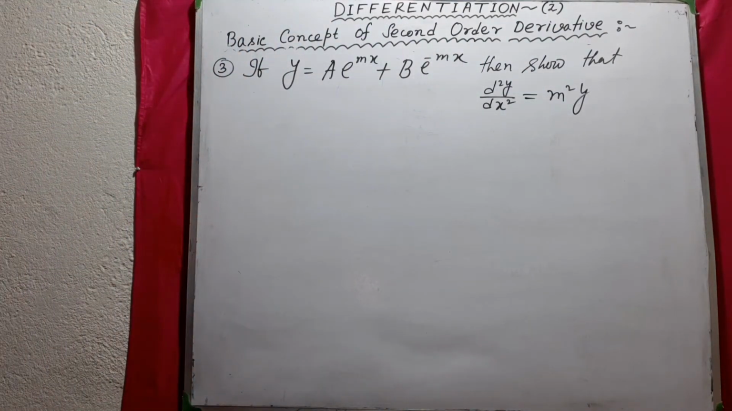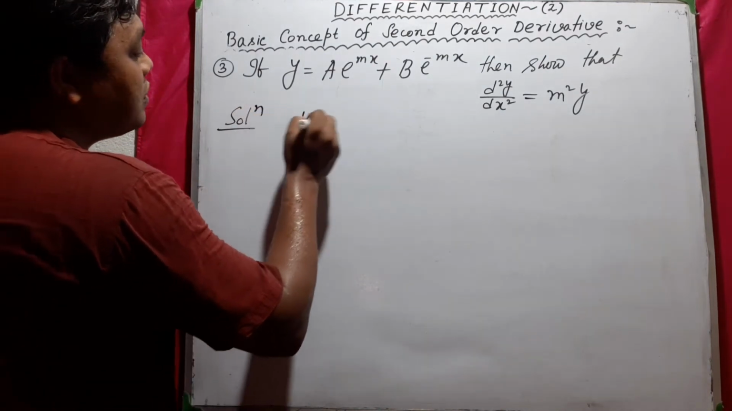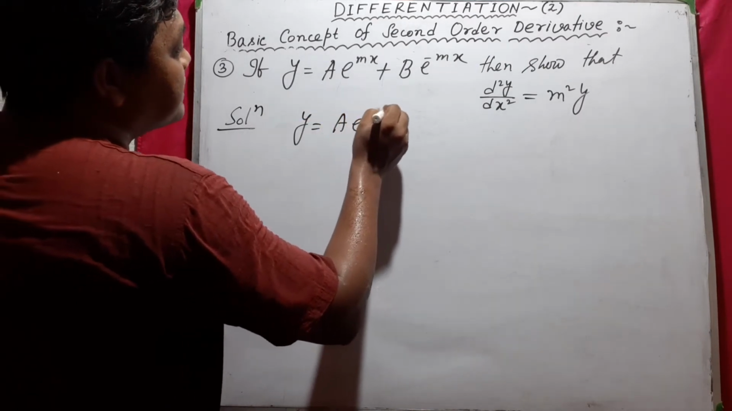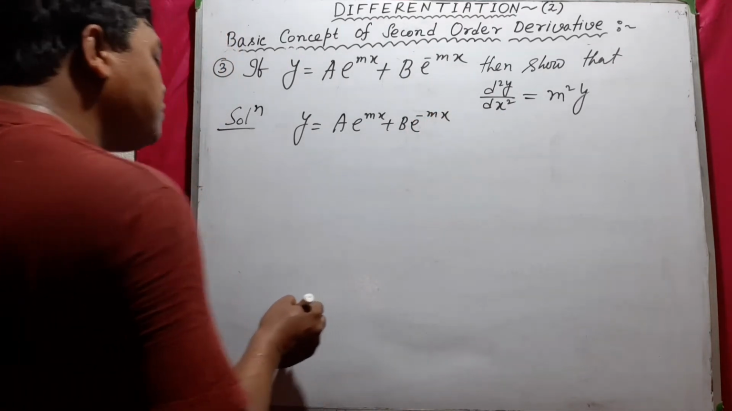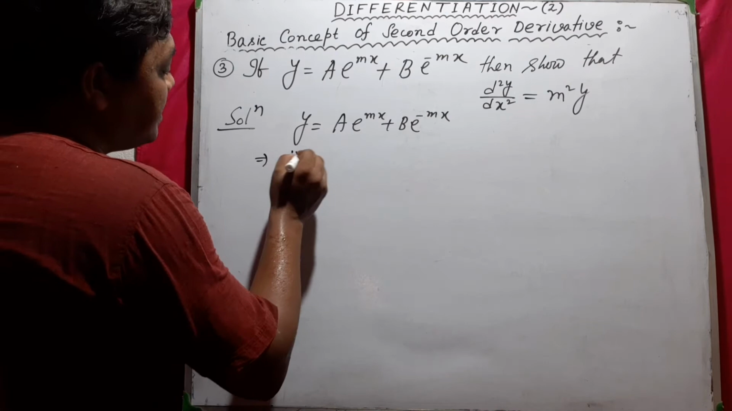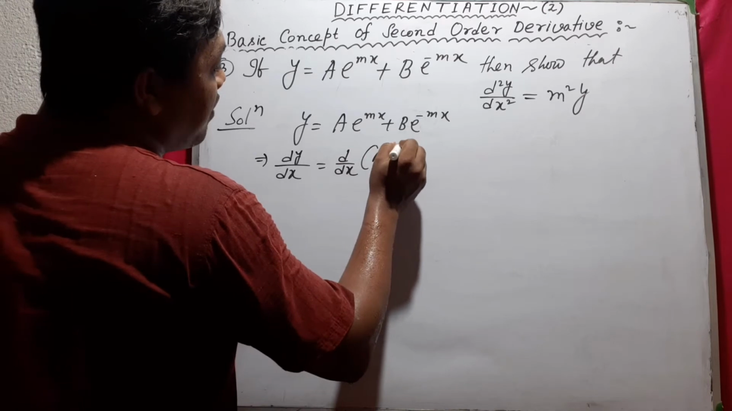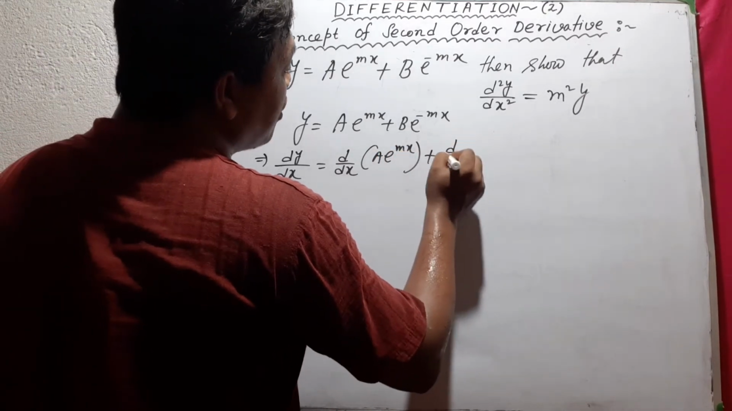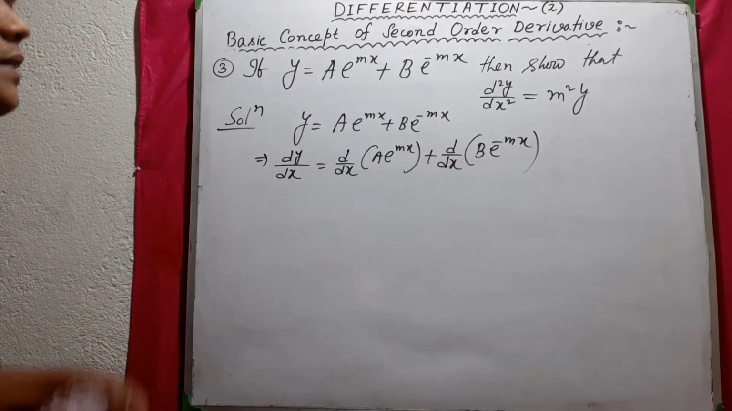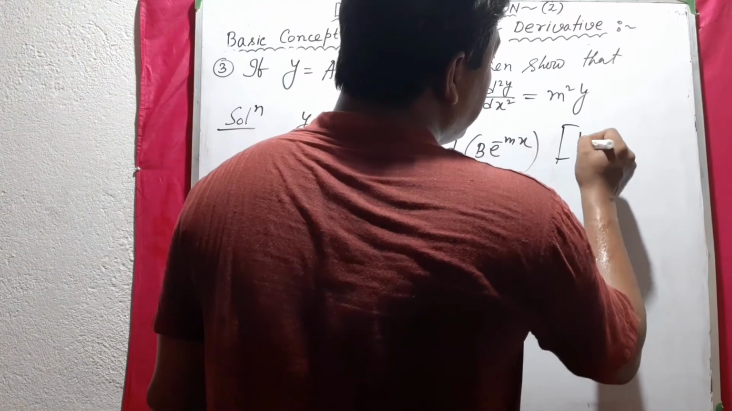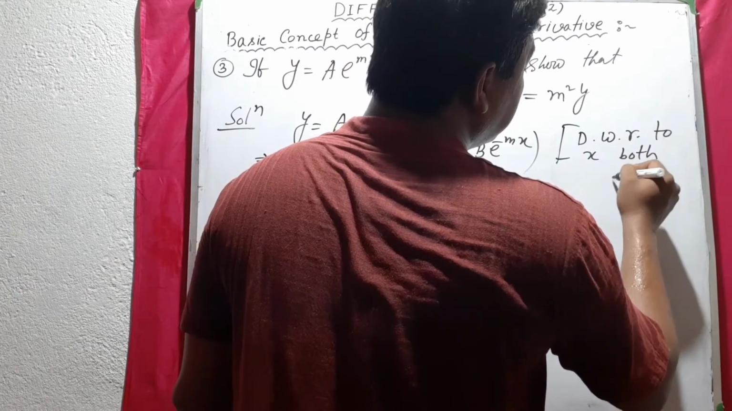d2y/dx2 equals m square y. How to solve it? Solution: given that y equals a e to the power mx plus b e to the power minus mx. Now differentiate with respect to x both sides. So dy/dx equals d/dx of a e to the power mx plus d/dx of b e to the power minus mx. আমরা ডিফারেন্সিয়েট করছি both side এবং লিনিয়ারলি অ্যাড করাচ্ছি। So we have to write down here differentiate with respect to x both side throughout the equation.